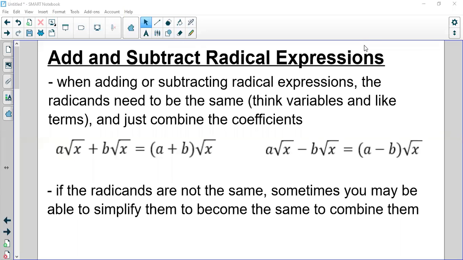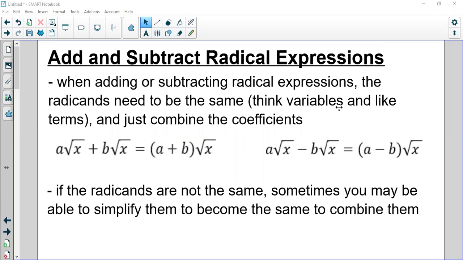All right, you've multiplied radical expressions and simplified them. Our last operation we're going to do with radical expressions is we're going to add and subtract them. Adding and subtracting, just like with variables, has a different set of rules. So when you add and subtract radical expressions, the radicands, the numbers inside the radicals, need to be the same.